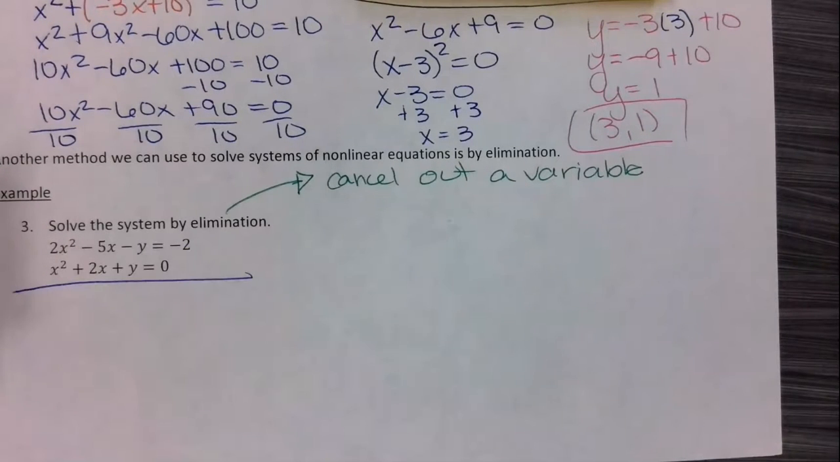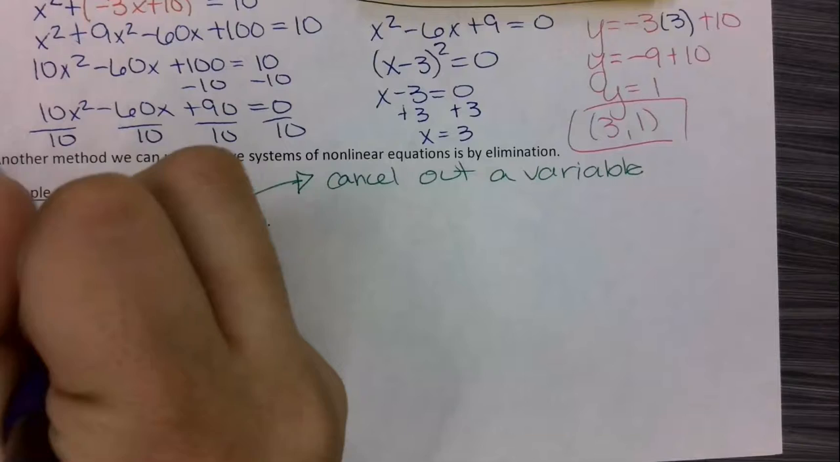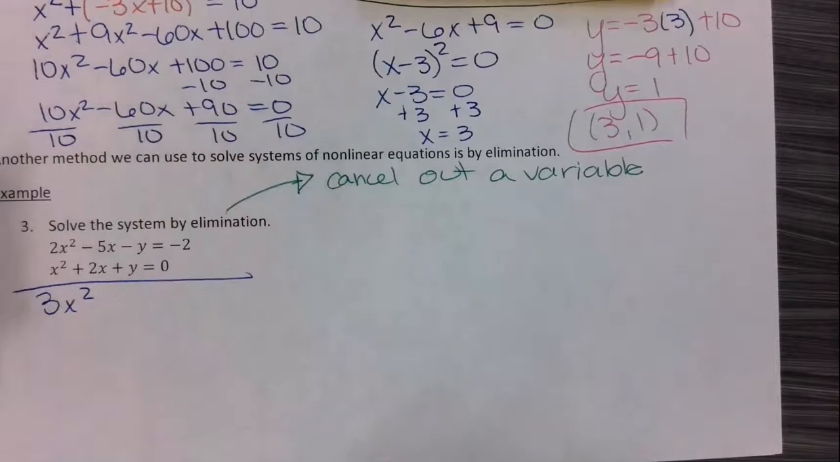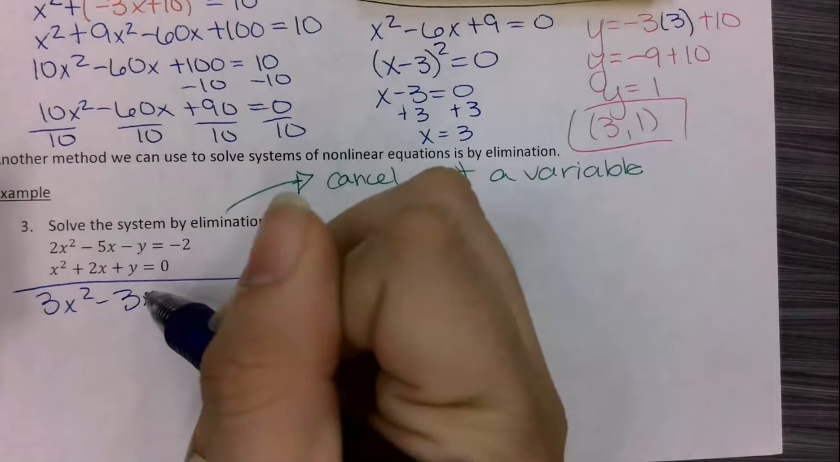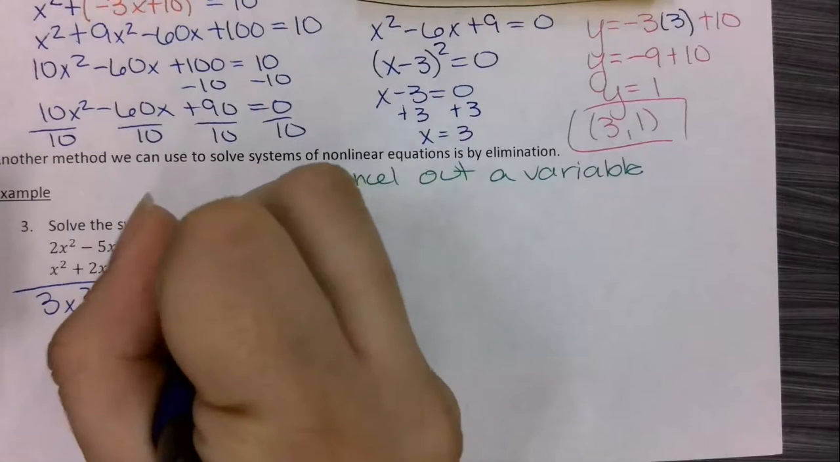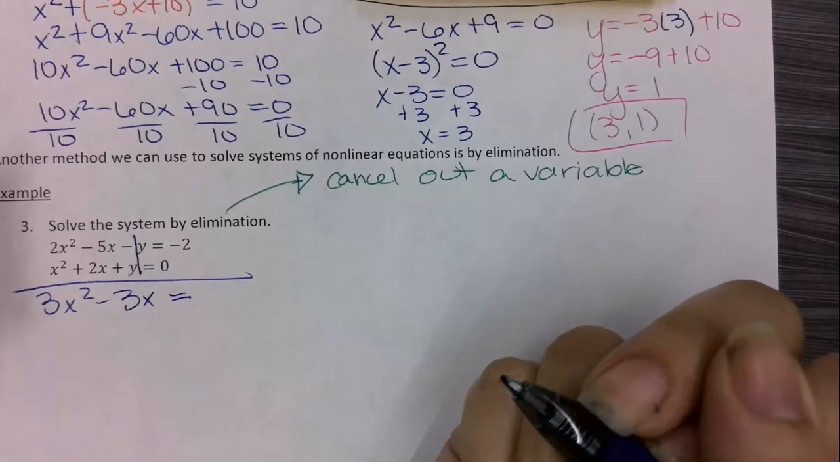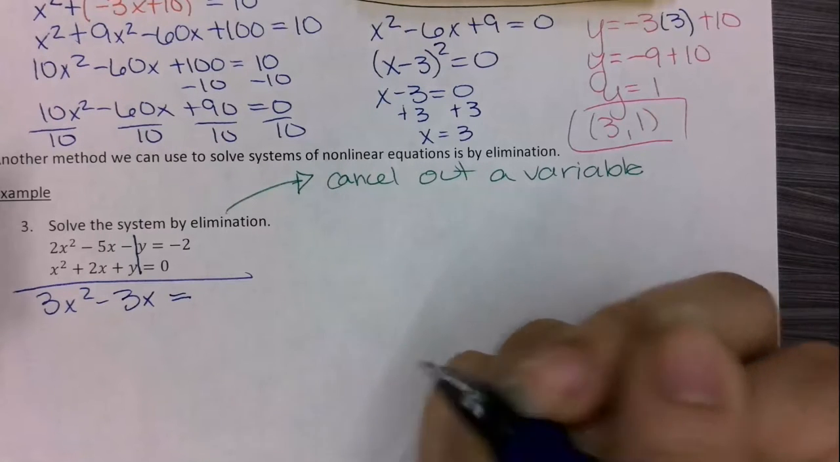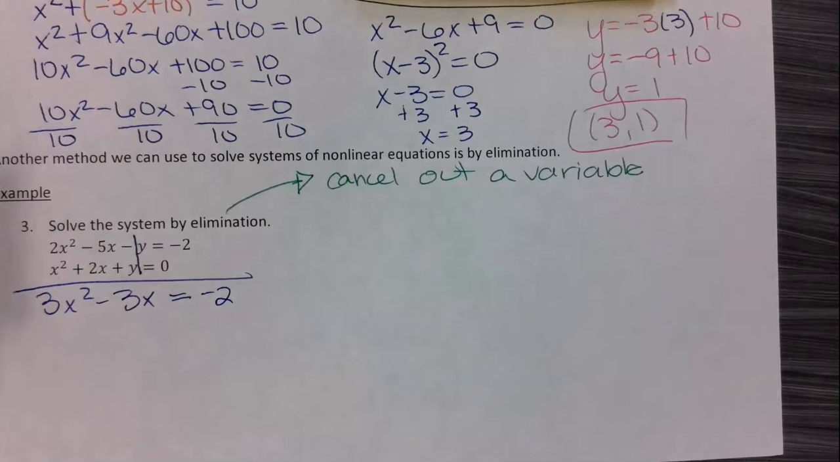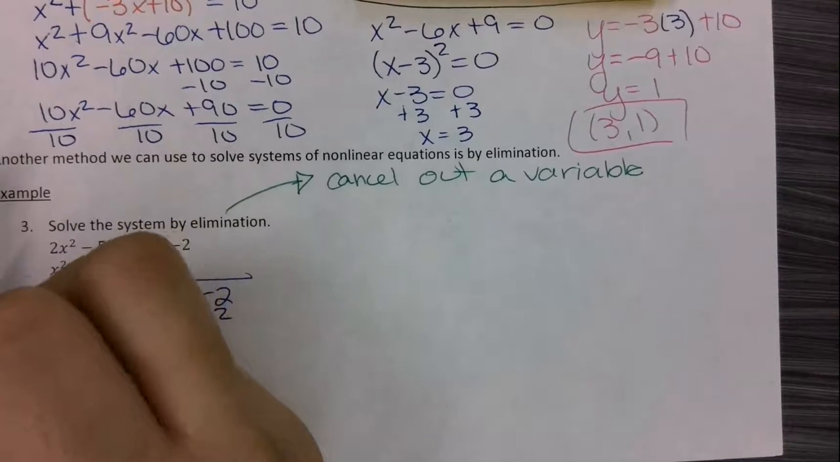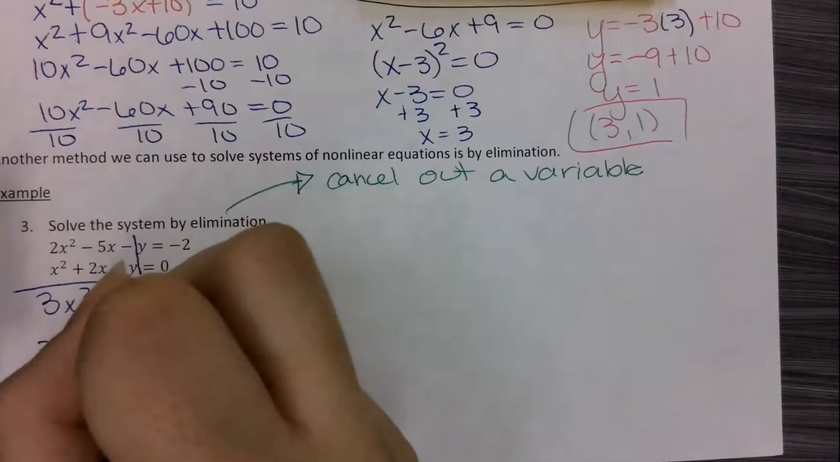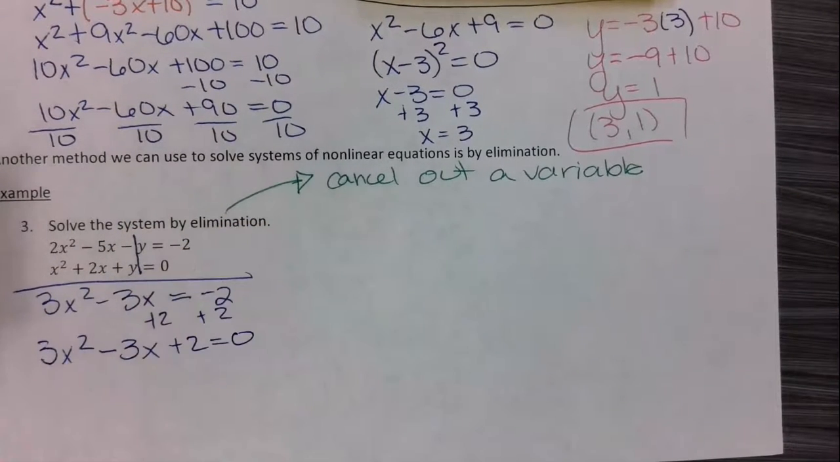So I have 2x squared plus x squared. Then I have negative 5x plus 2x, negative 3x. Negative y plus y cancels out, so I'm not even going to write that. Negative 2 plus 0. Okay. Then what do I want to do? I add 2 to both sides. So I get 3x squared minus 3x plus 2 equals 0.